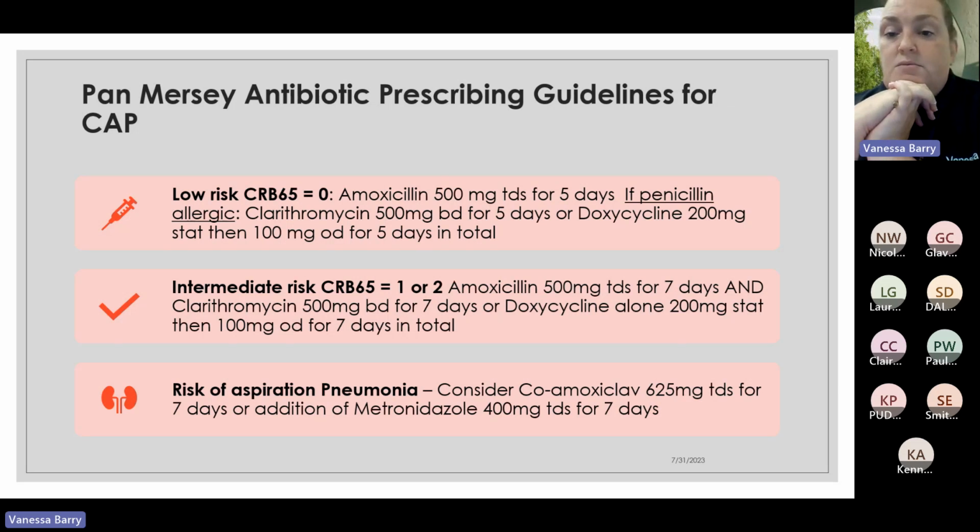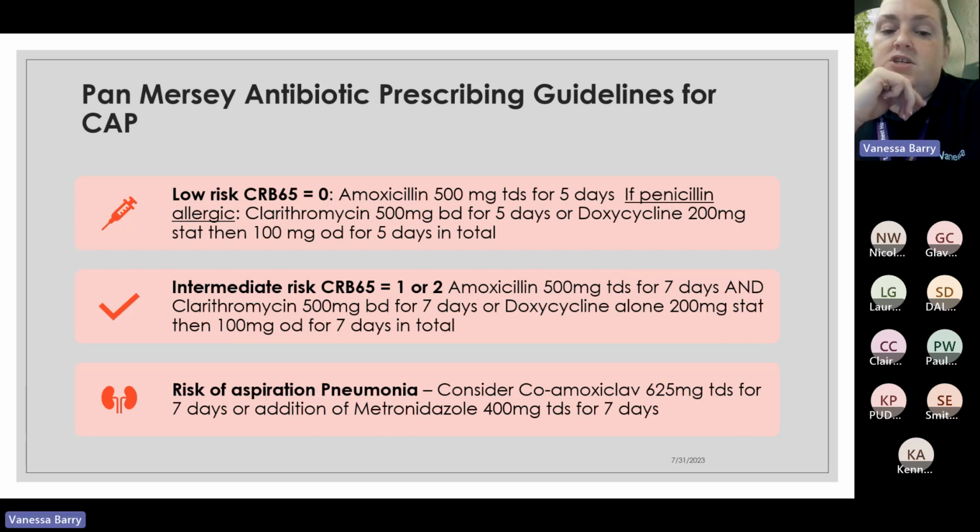I've just come from Manchester, and it was the reverse in Manchester. So doxy was first line and amox was second. So yeah, have a little look and make sure that you're following your local guidelines. If they're kind of 1 to 2, we're looking at the same amoxicillin, but again looking 7 days, so slightly longer, and clarith or doxy.